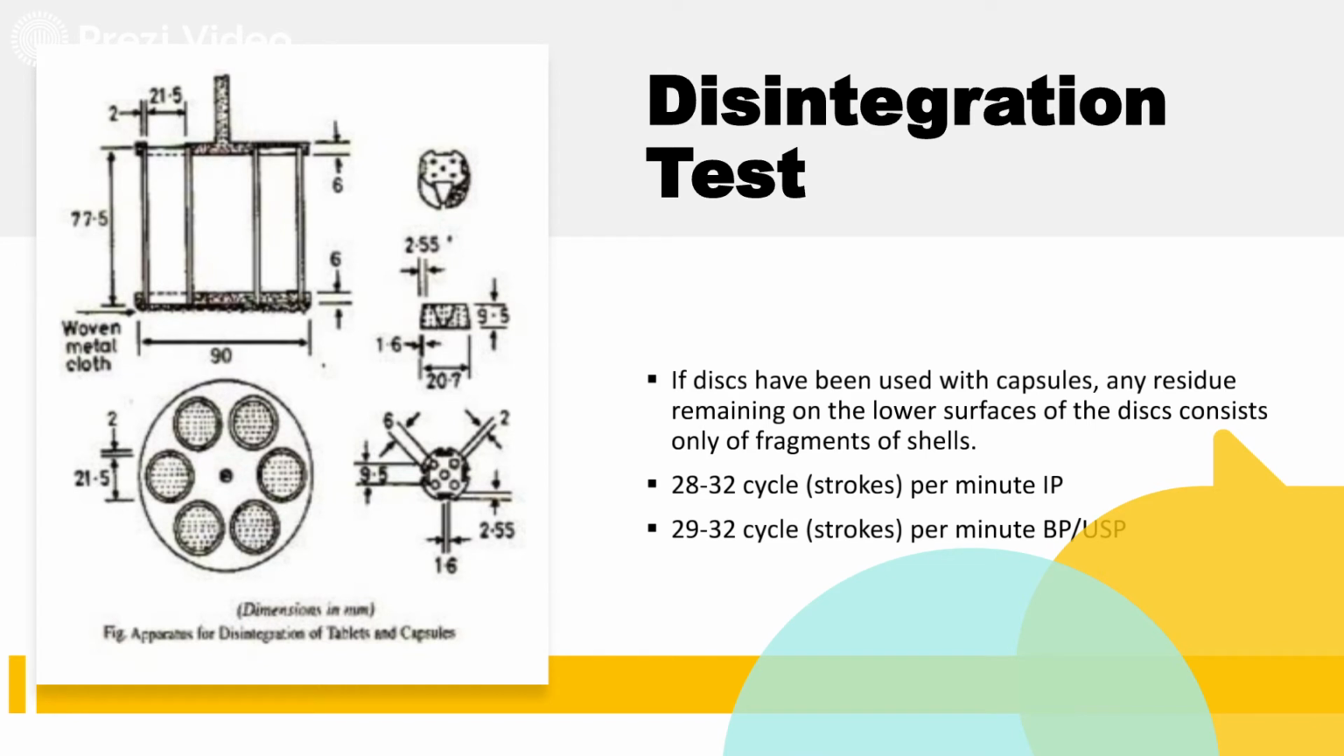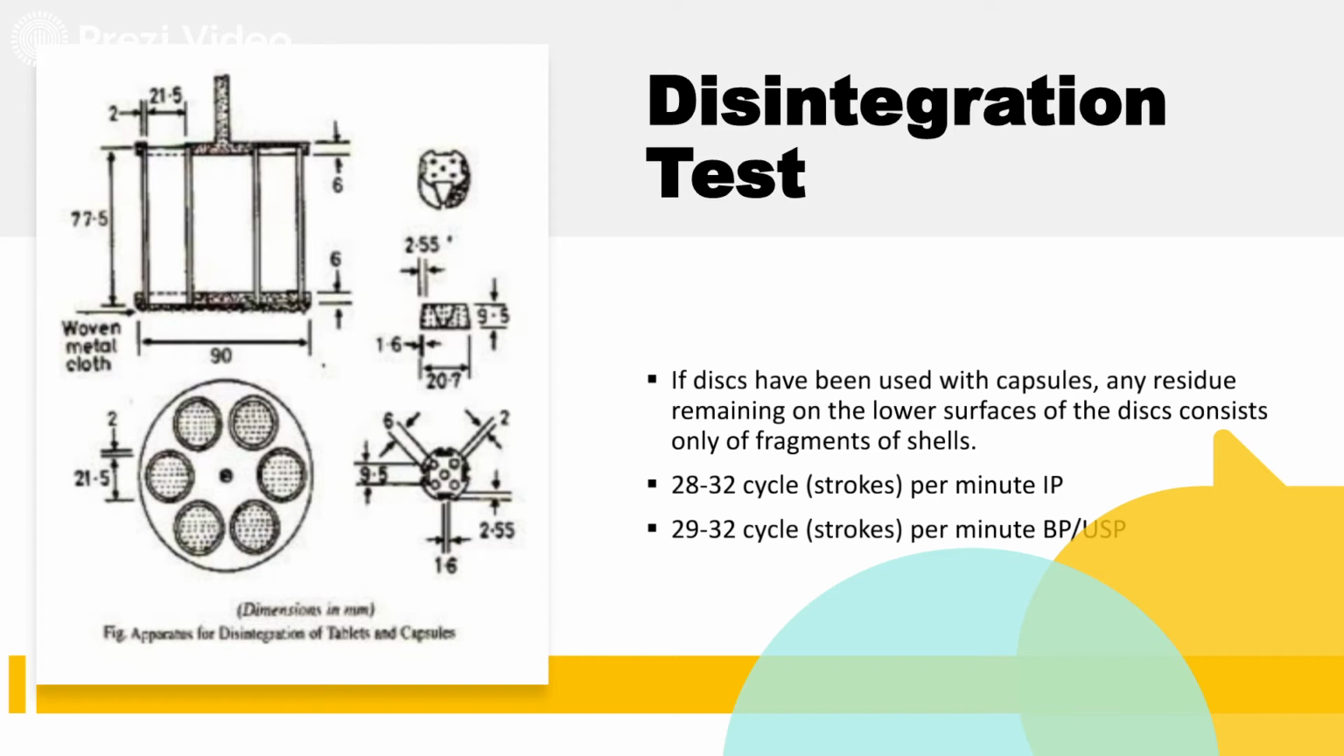Now the important thing to note here is that if the disc has been used with capsules, any residues remaining on the lower surface of the disc should consist only of fragments of the shells. Compared to tablets, capsules have a shell, and this shell is not easy to disintegrate, whereas tablets disintegrate easily. So for capsules, if any residues remain, they should not have any palpable cores, and should consist only of shell fragments.